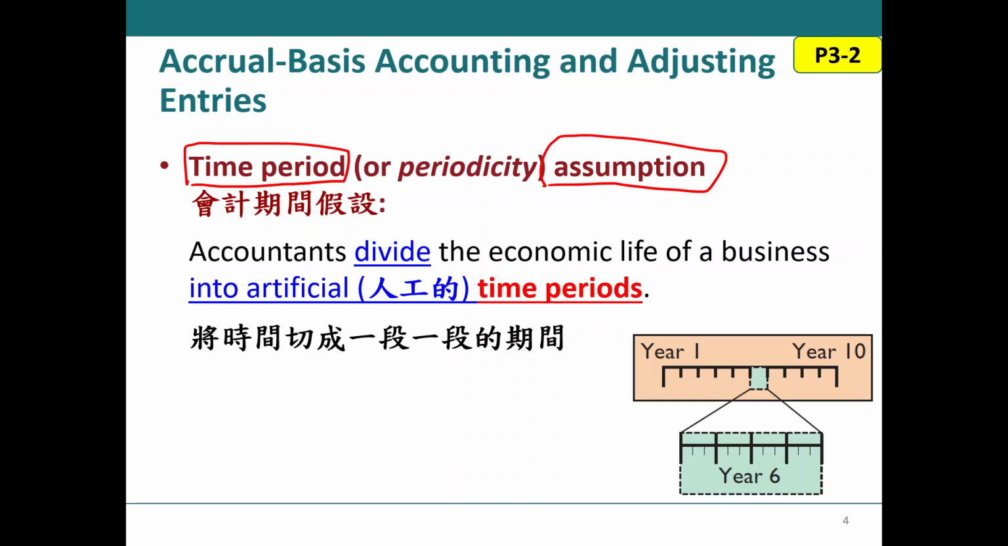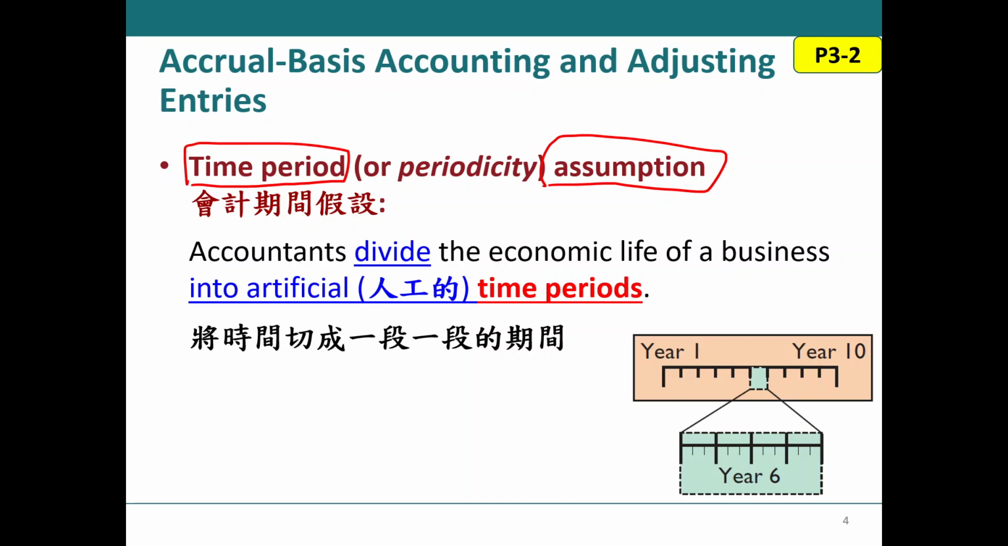Why? Because we want to know whether the company is a good apple or a bad apple. Could you wait until the day Apple died? No, we cannot wait. I want to know whether it's a good apple or bad apple this month, this quarter, this year. So that's why, even though time is continuous, we cut it, divide it into each month, each quarter, each year. Okay? So that's the time period assumption.